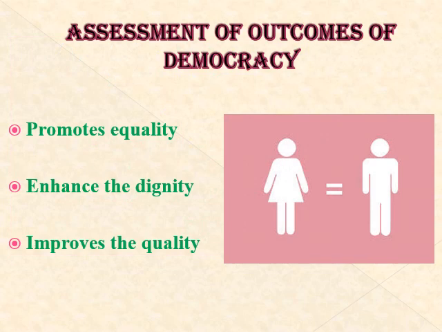Students, a government in which the supreme power is vested in the hands of people and exercised by them directly or indirectly through a system of representation is called democracy. Students, the most basic outcome of democracy is to provide political and social equality to the citizen.